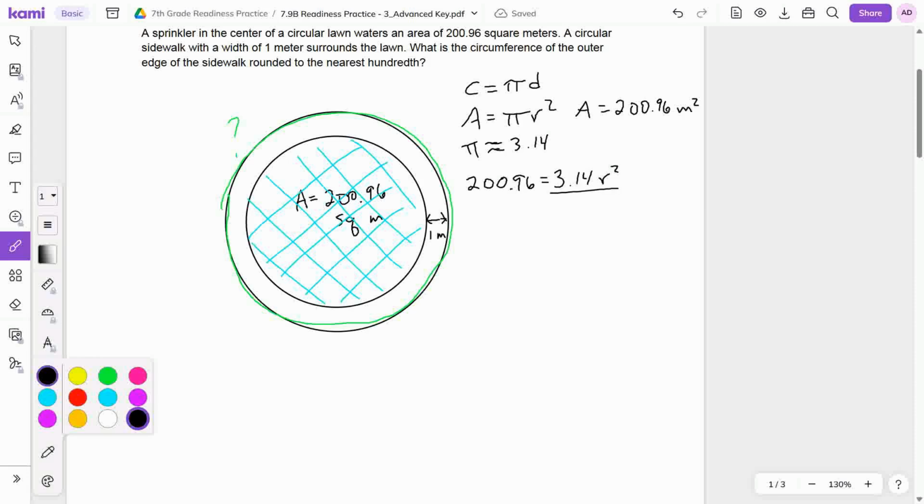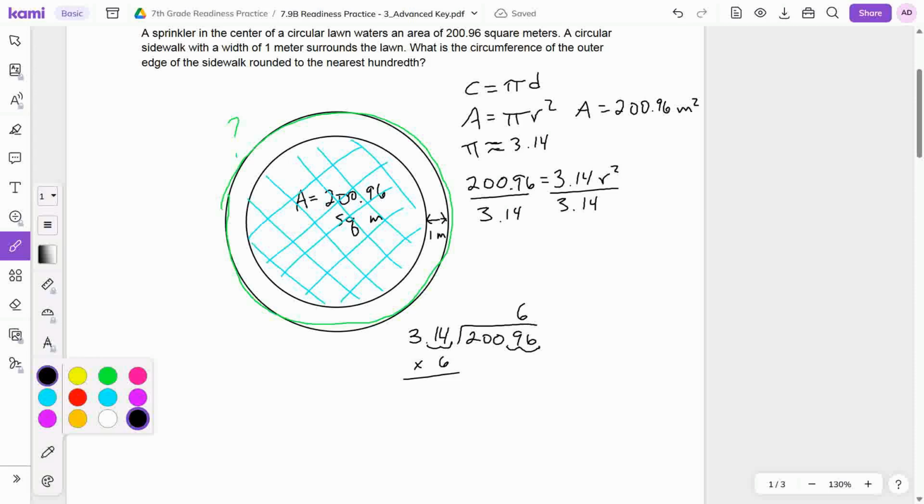All right, so let's use our properties of equality. Let's divide both sides by 3.14 to get r squared by itself. Now we are going to have to do a little bit of long division here. So 3.14 into 200.96. Let's multiply both by 100. You don't really ever want a decimal in the divisor. So 314 goes into 2,000. I'm going to say 6 times, because 6 times 3 is 18.